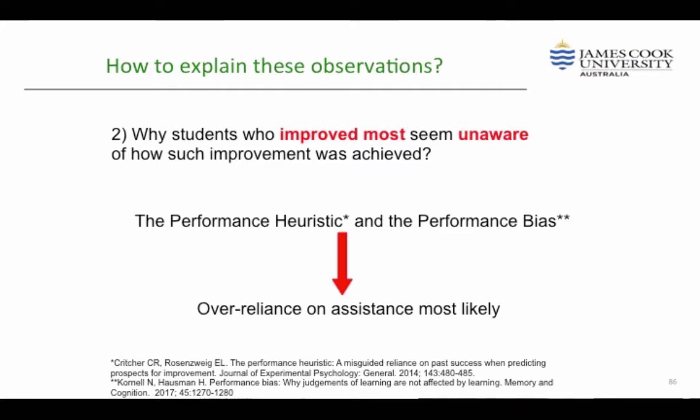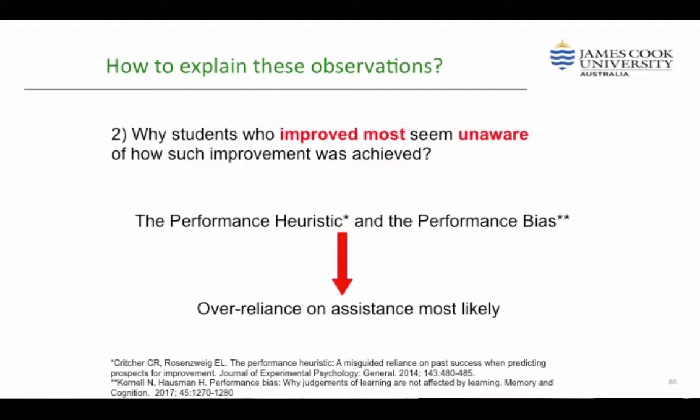The performance heuristic simply says that while we can fairly confidently predict future performance based on past performance, and we all know that, everybody tells you that past performance is the best predictor of future performance. But past performance is not a good predictor of improvement. You should be able to improve if you perform poorly because you have a lot of room to improve.